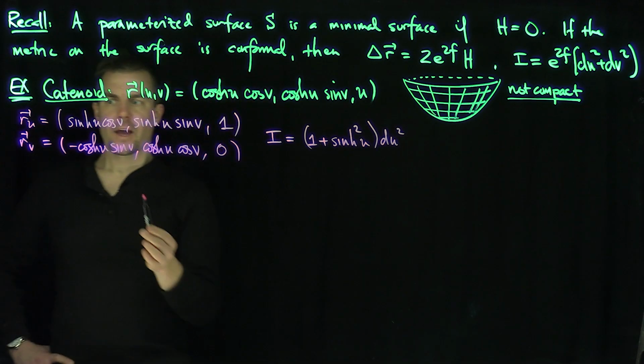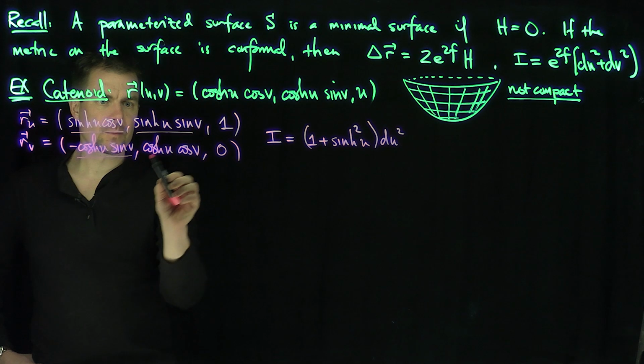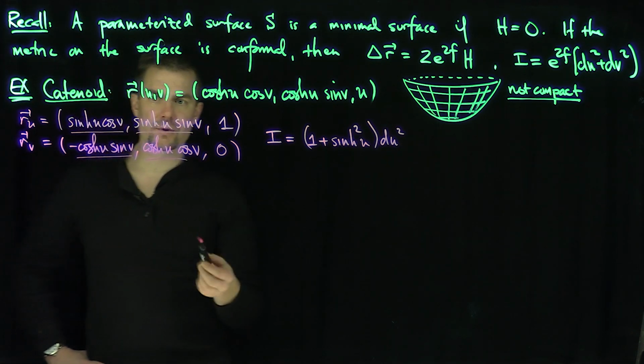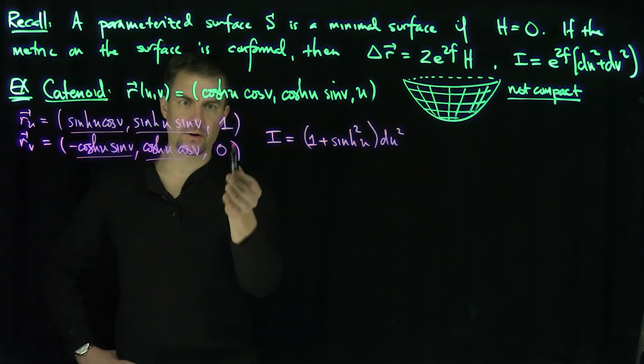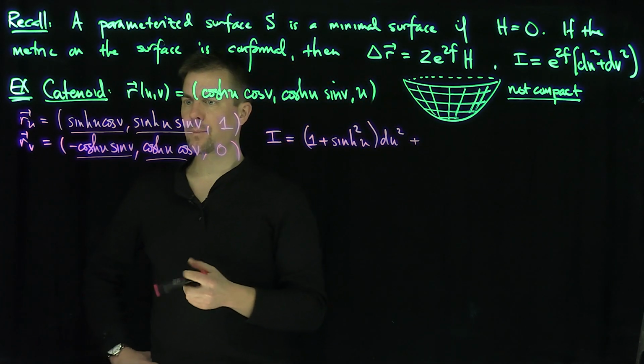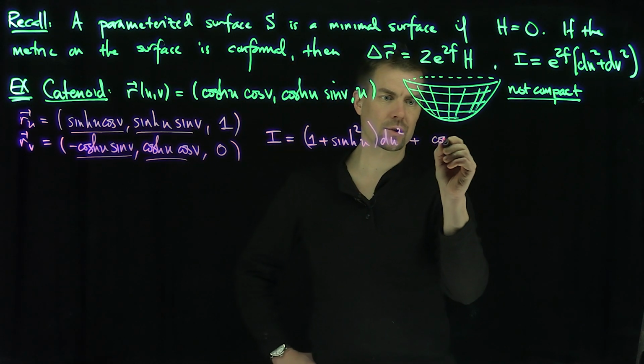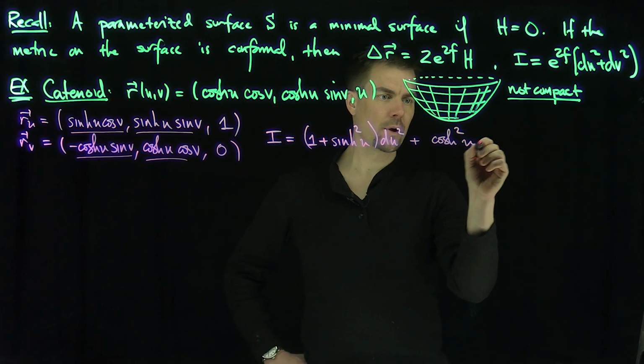Great. And then what's my Ru dot Rv? Well, this is going to be 0. These two terms are going to have the same thing. They're going to have a sinh, a cosh, a cosine, a sine, and they're opposite signs. So it's going to be 0, and there's no cross term over here. And then finally plus cosh squared sine squared plus cosh squared cosine squared, which is cosh squared of u, dv squared.